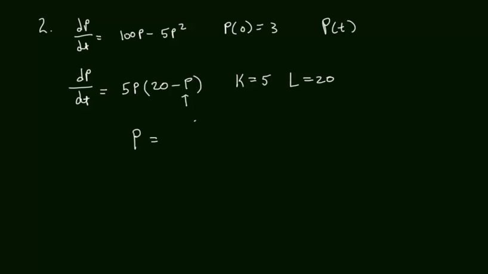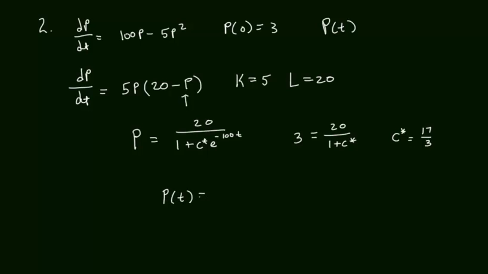P equals L, 20, over 1 plus C star e to the negative K times L, 100 T. With our condition, 3 equals 20 over 1 plus C star. Therefore, C star equals, let's see, 20 thirds minus 1, 17 thirds. Final equation, P of T equals 20 over 1 plus 17 thirds e to the negative 100 T.